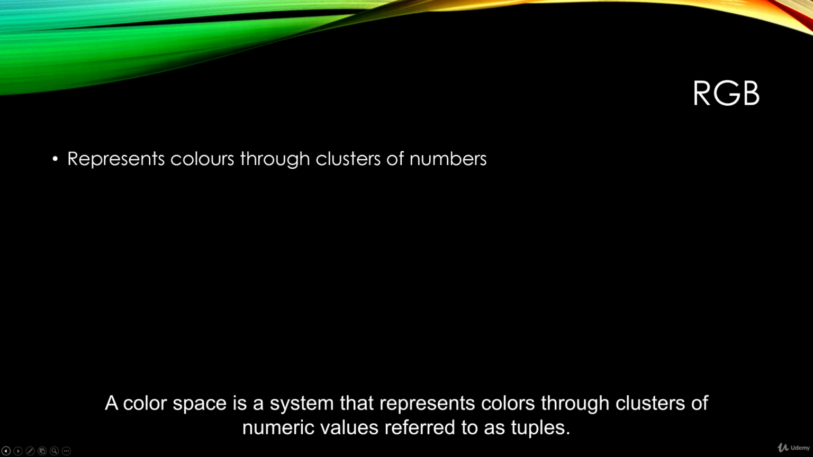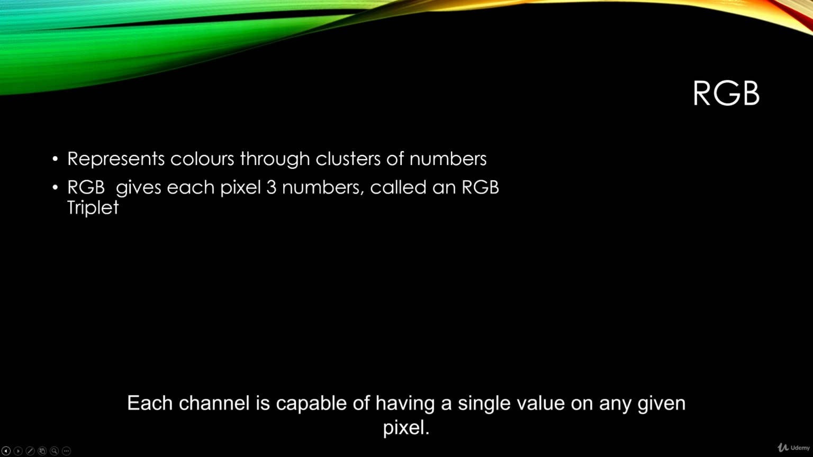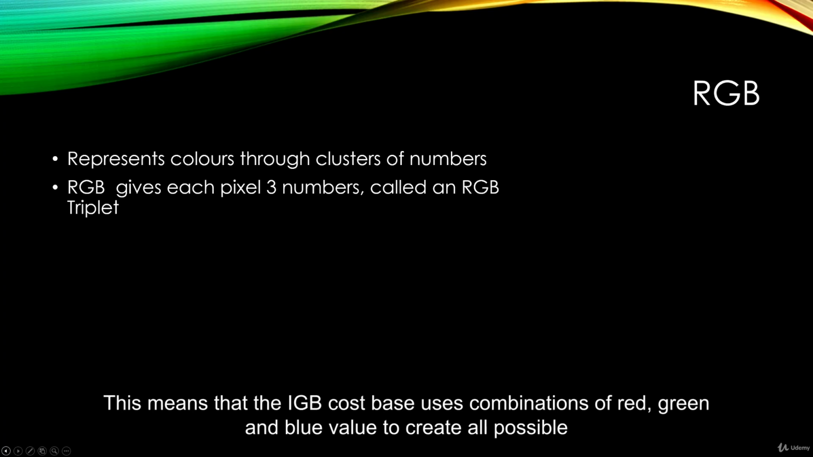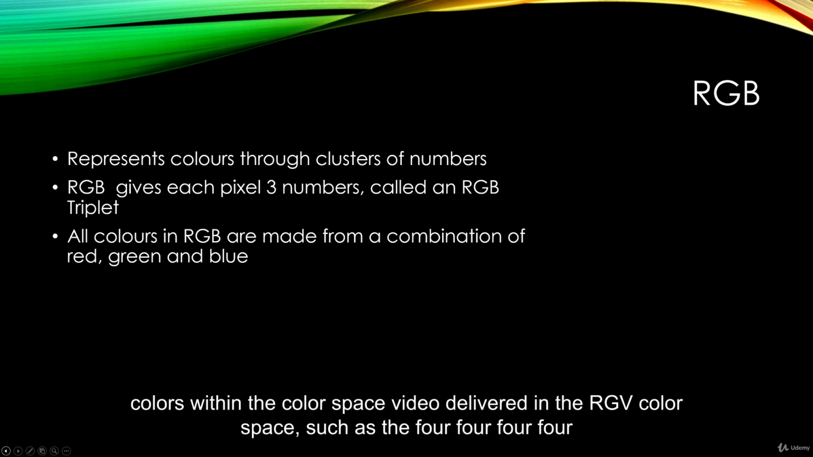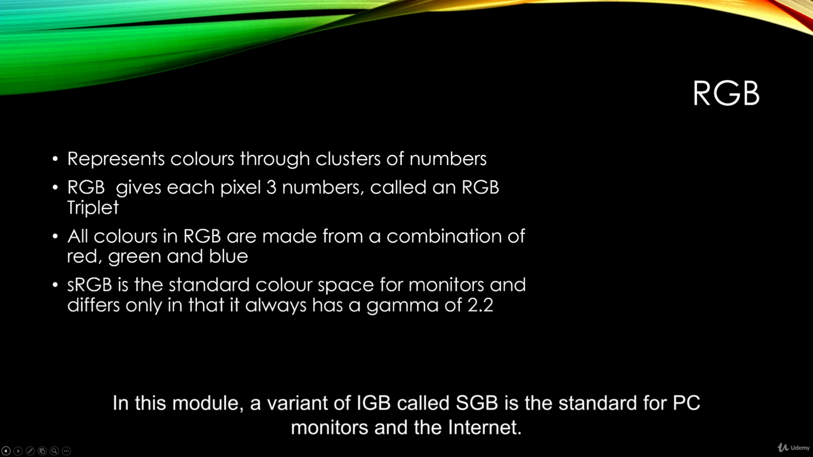A color space is a system that represents colors through clusters of numeric values referred to as tuples. In RGB, we have 3 color channels. Each channel is capable of having a single value on any given pixel. Because of this, any pixel in RGB has its color denoted by 3 numbers, referred to as an RGB triplet. This means that the RGB color space uses combinations of red, green, and blue value to create all possible colors within the color space. Video, delivered in the RGB color space, such as the 4444 codecs, is not typically chroma subsampled. We'll cover that term in a later lecture in this module.